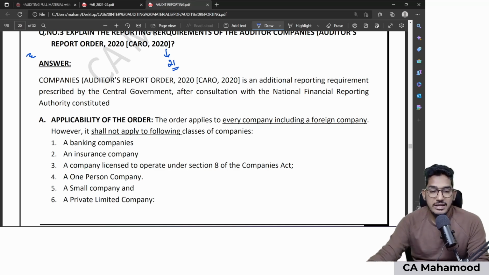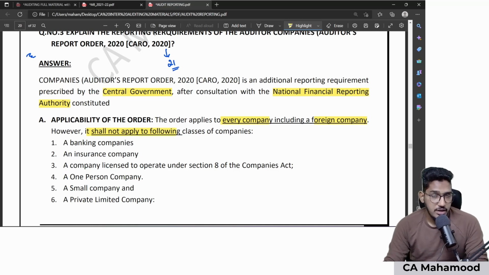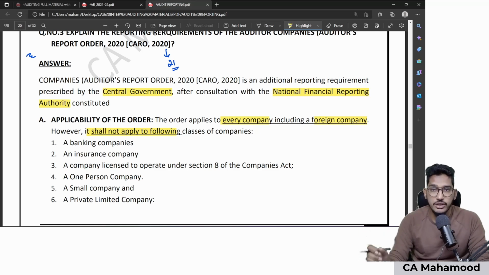See, CARO is actually an additional reporting requirement given by the central government after consulting with NFRA, the National Financial Reporting Authority. Now, this order is applicable for every company, including a foreign company. However, CARO is exempted for certain classes of companies. In case you are conducting audit of certain companies, CARO will not become applicable for you.